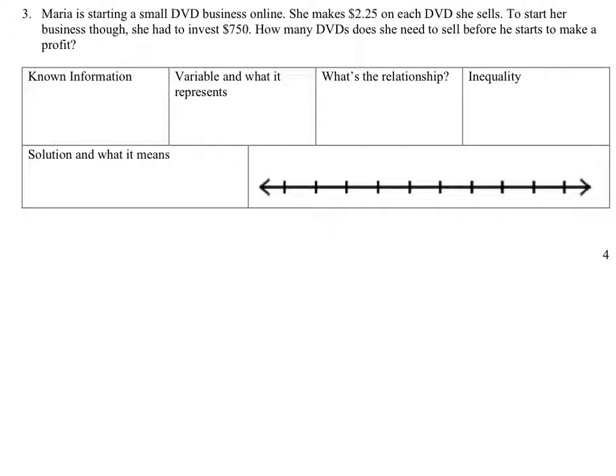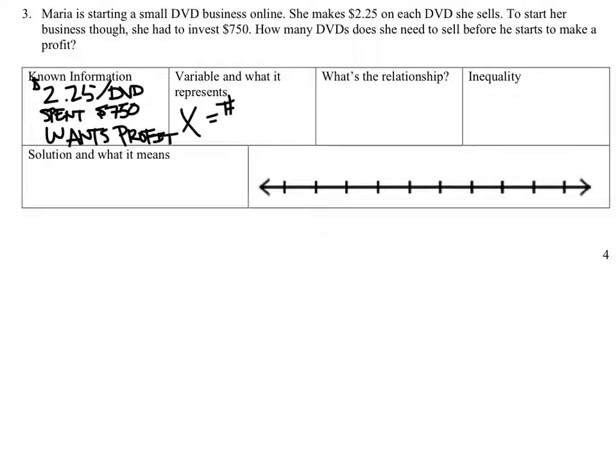Okay. So here's what we got. She's going to make $2.25 per DVD. Now here's the thing, she's invested or spent $750 and she wants to make a profit. So the variable, we'll say X again, is the number of DVDs sold.